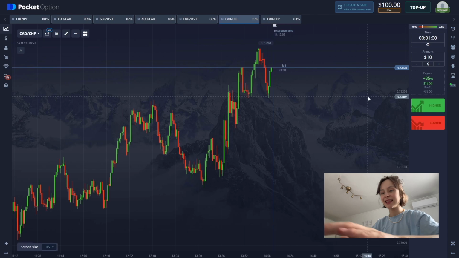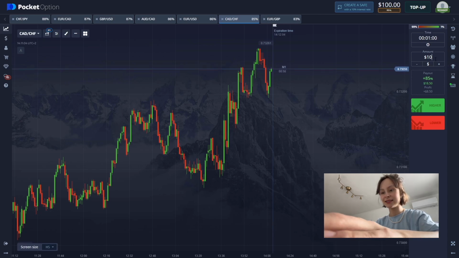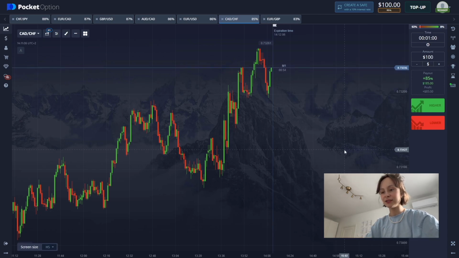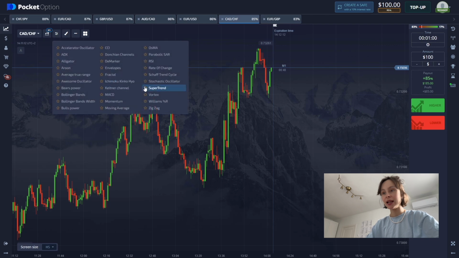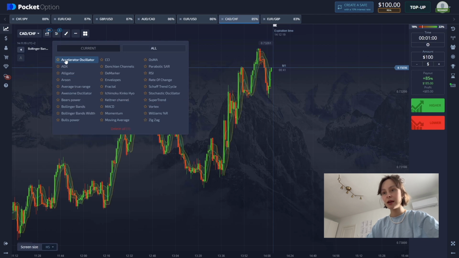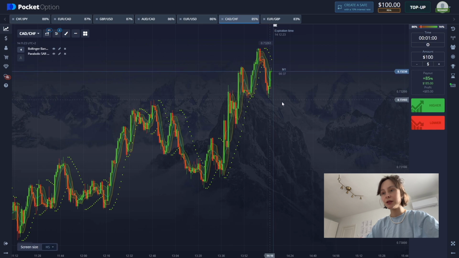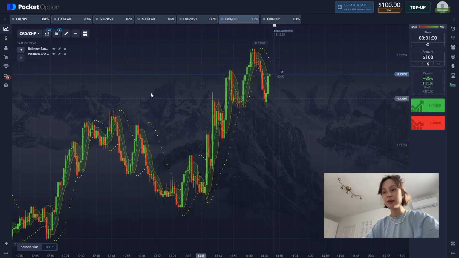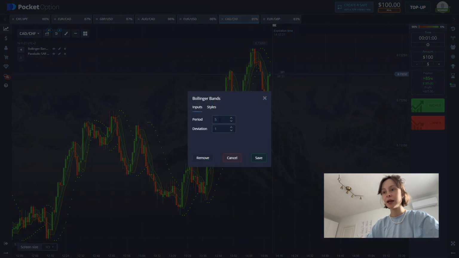So guys, let's get started. $100 on the account. We're opening for the maximum sum of the deposit, as always on a minute time frame. Let's choose our indicators for today. It's going to be Bollinger Bands and probably parabolic. We're going to be relying only on these indicators and playing also from them.